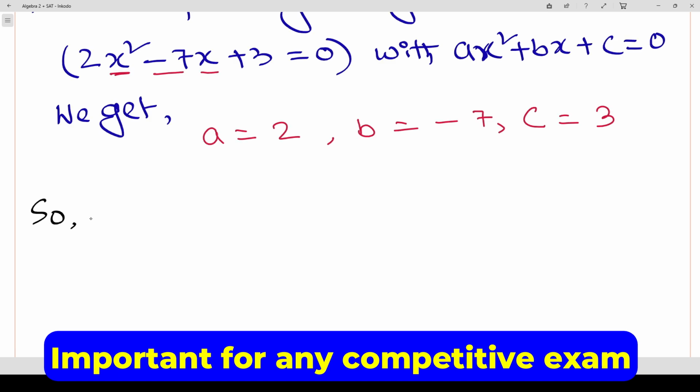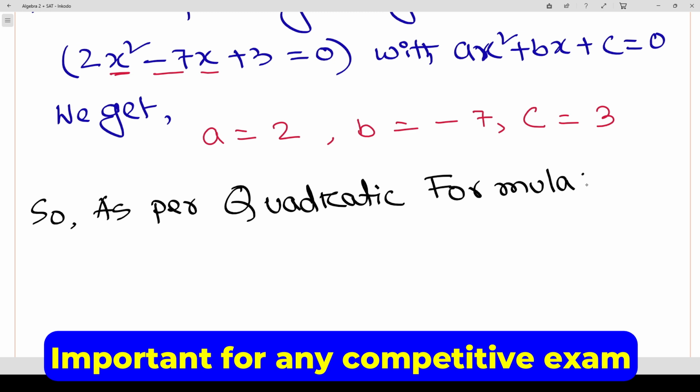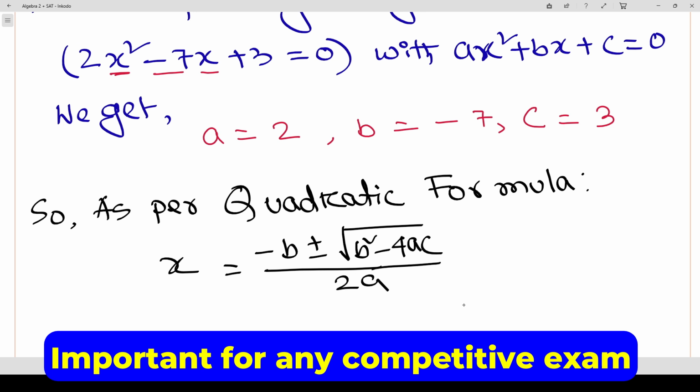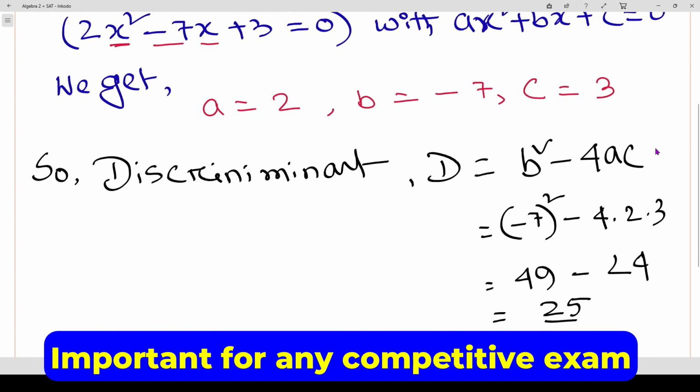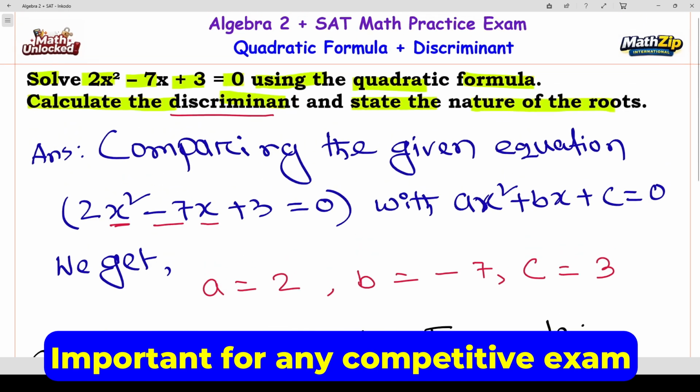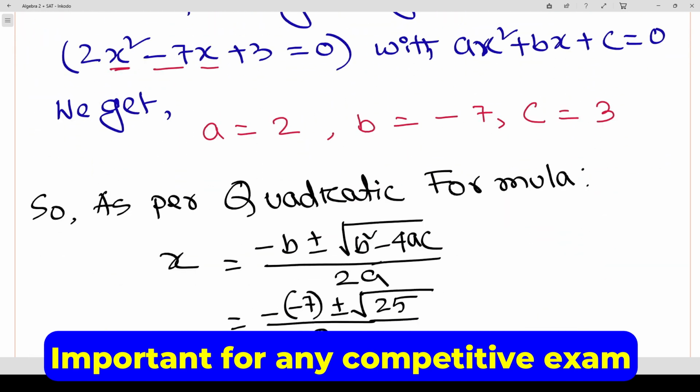Now let's check. As per the quadratic formula, x equals −b ± √(b² − 4ac) divided by 2a. So −b means −(−7), plus or minus the root of b² − 4ac, which we already found equals 25. So we can put 25 in here. For 2a, a is 2. So minus and minus will be plus, plus or minus. Root 25 is 5. Divide by 2 times 2, which is 4.